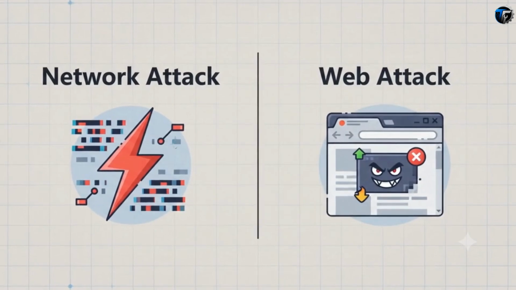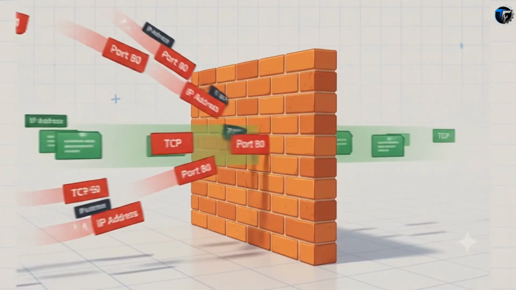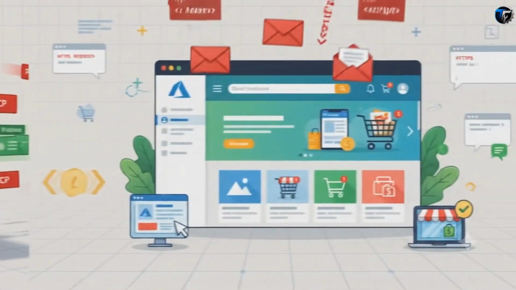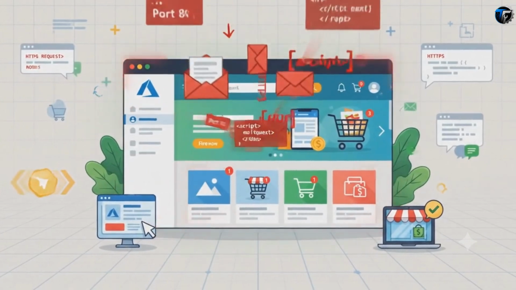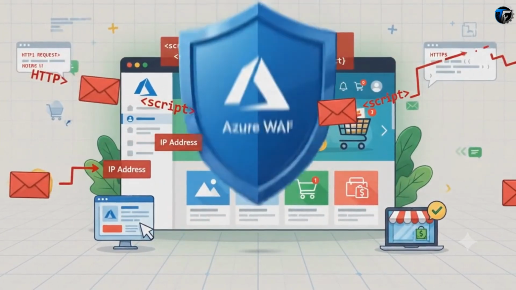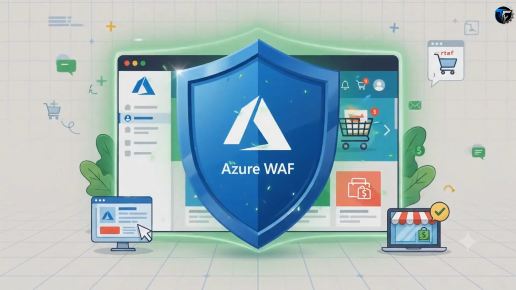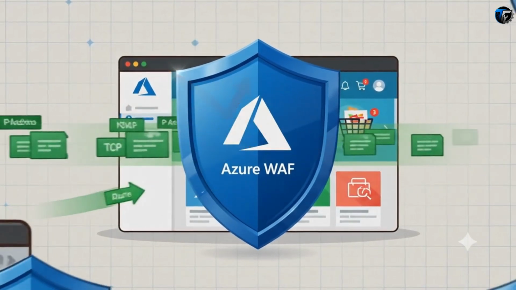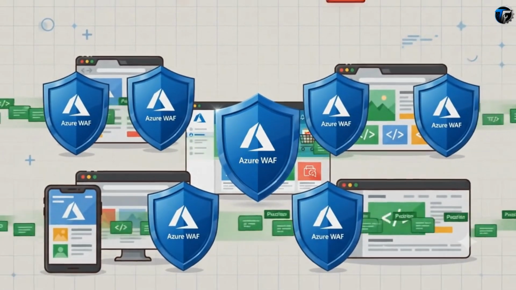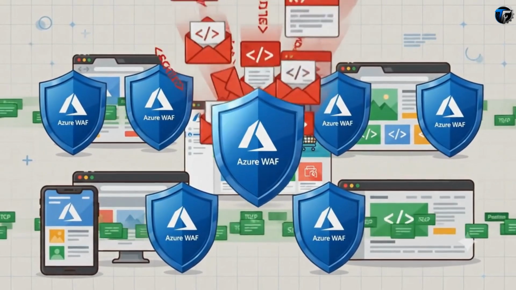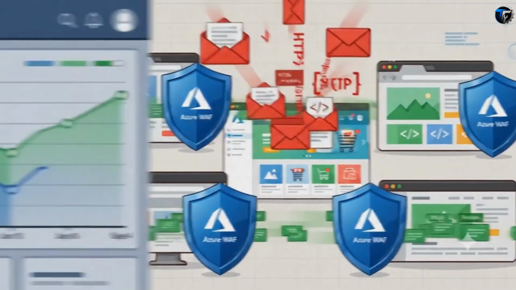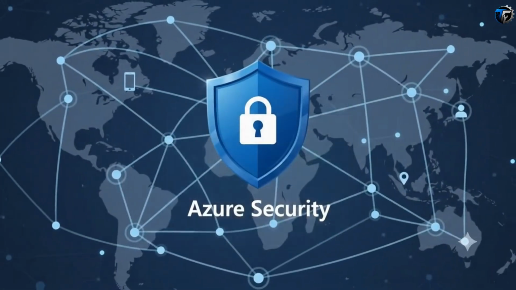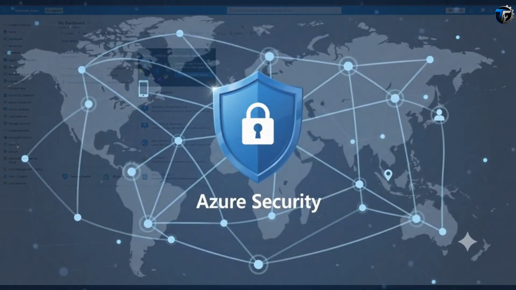There are two different kinds of attacks. Network attacks target ports, protocols, and IP addresses. Web attacks target your application using malicious HTTP or HTTPS requests. Azure WAF specializes in protecting web applications. Azure Web Application Firewall is a Layer 7 firewall. Instead of inspecting network packets, it inspects HTTP and HTTPS requests. It understands websites, URLs, cookies, headers, and application traffic.